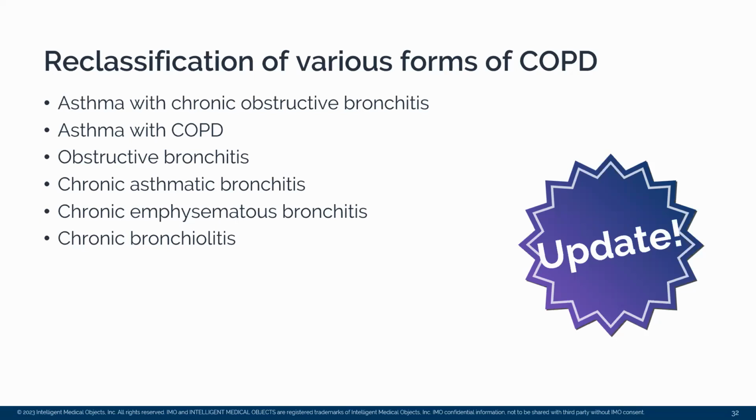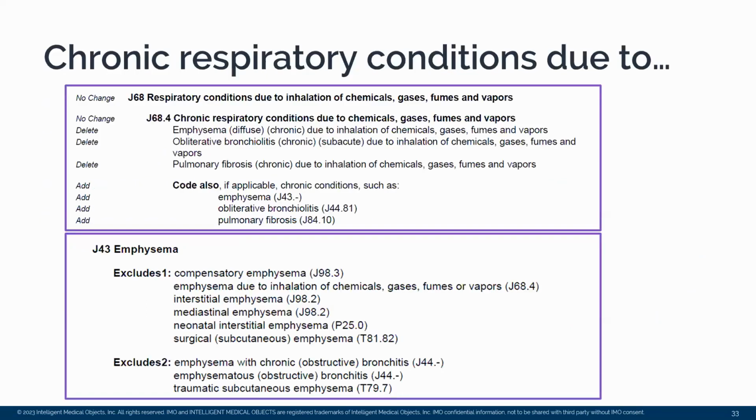I also wanted to highlight the chronic respiratory conditions at J68.4. They've removed the inclusion notes under here for emphysema, obliterative bronchiolitis, and pulmonary fibrosis, and really turned them into code also notes, so they want you to pick up which condition it is. However, there might have been an oversight, in that the Excludes1 at emphysema is still there to exclude J68.4. So we've asked the committee if they would take a look at that to remove that exclusion so people don't get edits if they want to report that together. The same thing happened at the pulmonary fibrosis entry. So just a little interesting information.